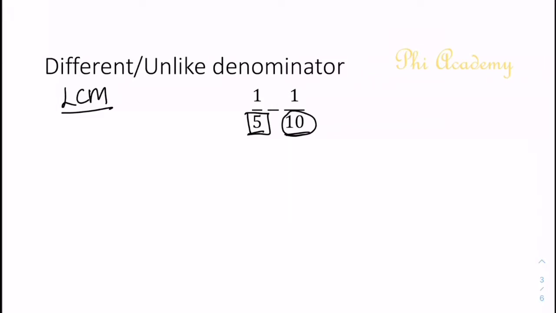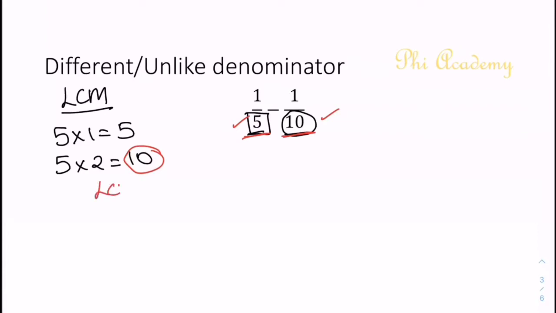So let's start with multiples of 5. 5 times 1 gives us 5. That's not divisible by 10. 5 times 2, which is 10. Now, is this number divisible by 5? And is it divisible by 10? Yes, it is. So this is our LCM.